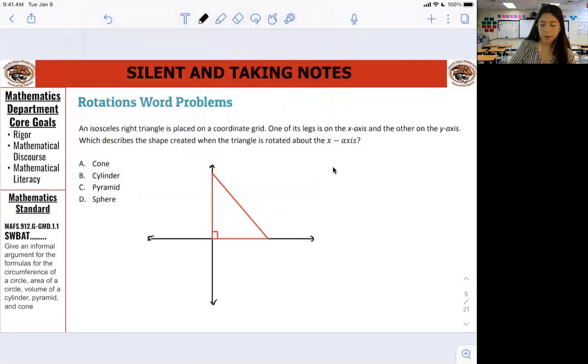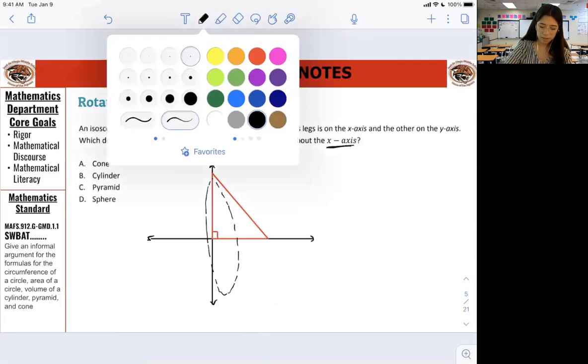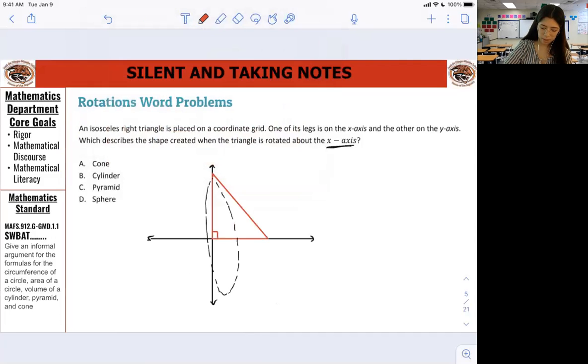If I'm rotating it about the x-axis. Okay, down. So this guy's going to go down and then back up. And it's just going to go around and around and around. And when you do that, you're going to end up with this shape. What is this?